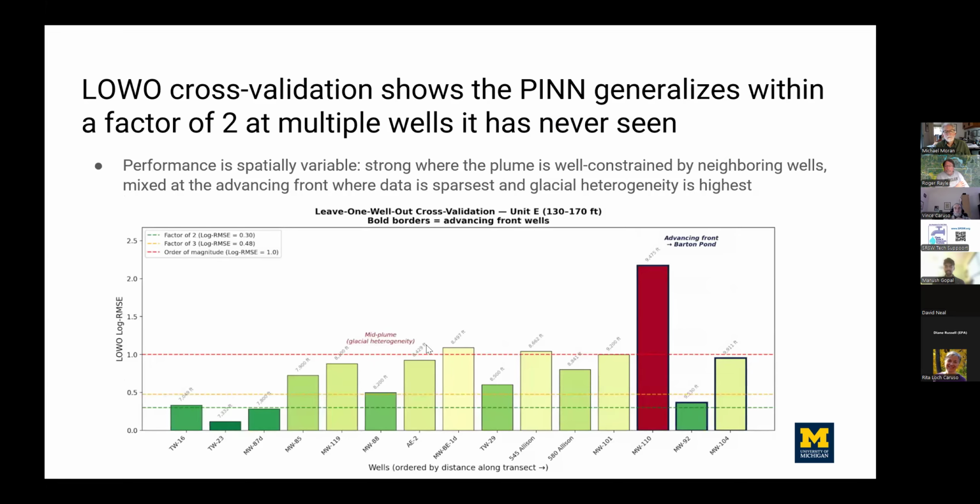So here is an easier to read graph on what exactly is going on. And I want to draw your attention to monitoring well 92, which is basically the best piece of evidence I have right now for this model working. I'll backtrack a second. What does this model working mean?